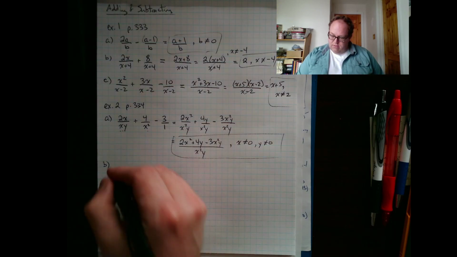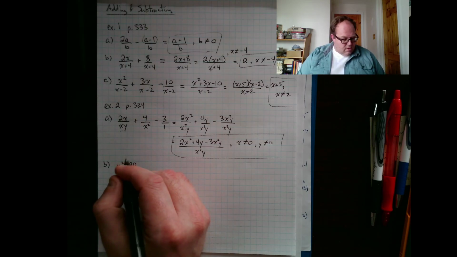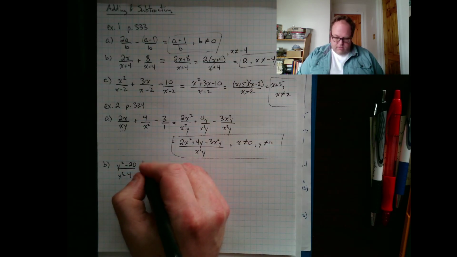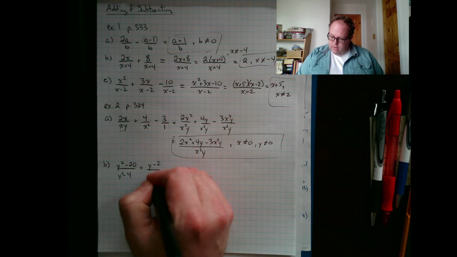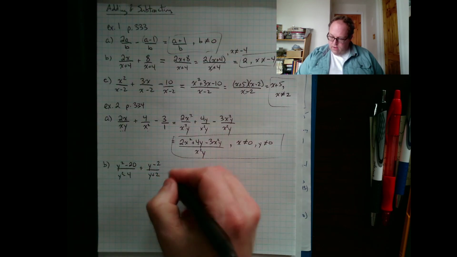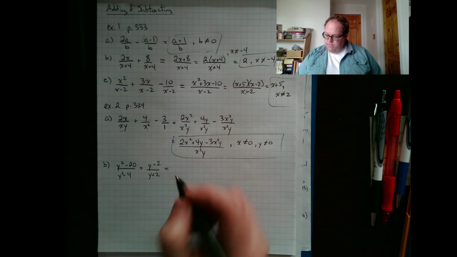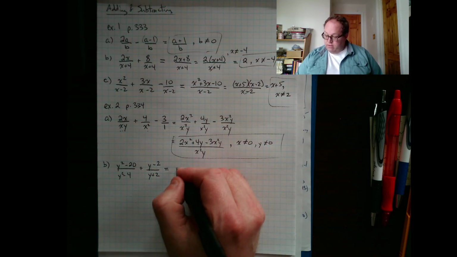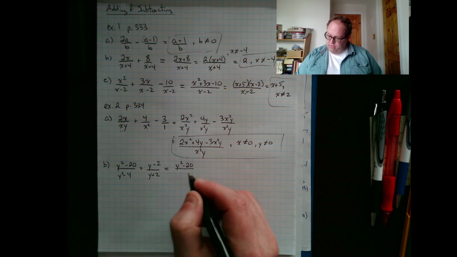Part B of this, combining y squared minus 20 over y squared minus 4 plus y minus 2 over y plus 2, and that's what I'm trying to combine. Again, factoring your denominators can be quite helpful. There's not much point in factoring the numerators before you've combined everything.